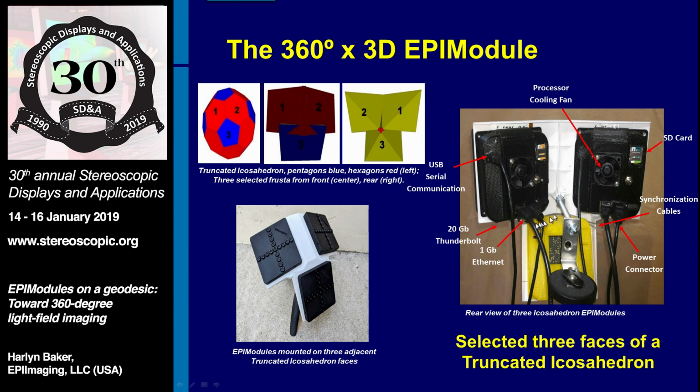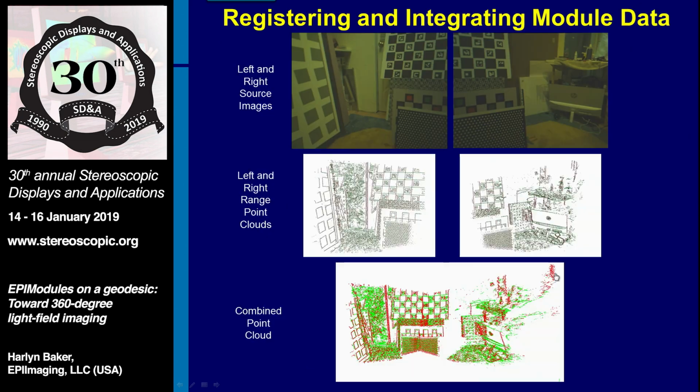Gigabit Ethernet we use for most of our stuff at the moment. Communication, heating, a fan to cool it, SD card, a synchronization cable so we can daisy chain these things between modules and have a master slave between them all, and a power connector. So that's the back side, and that's the module.